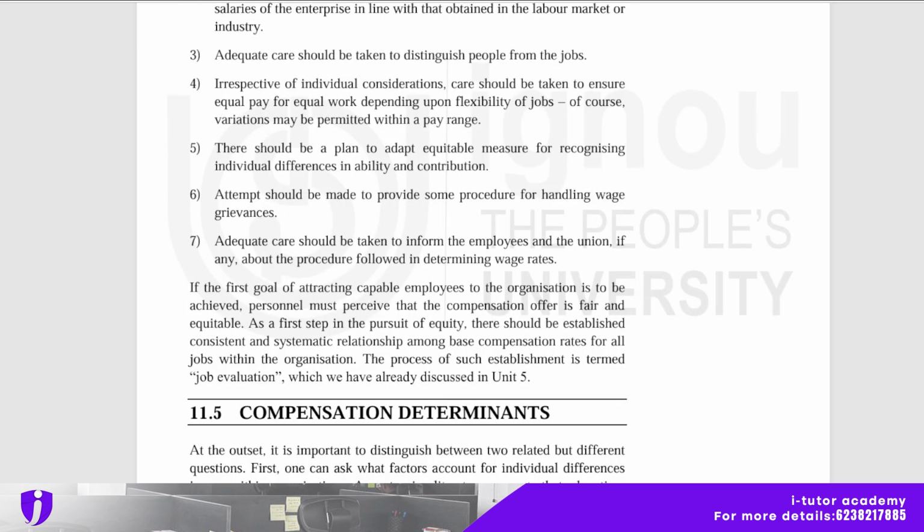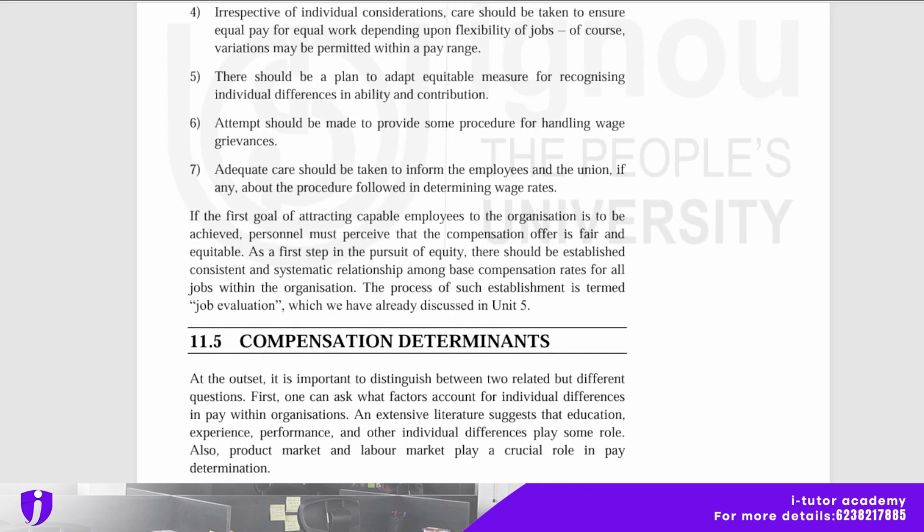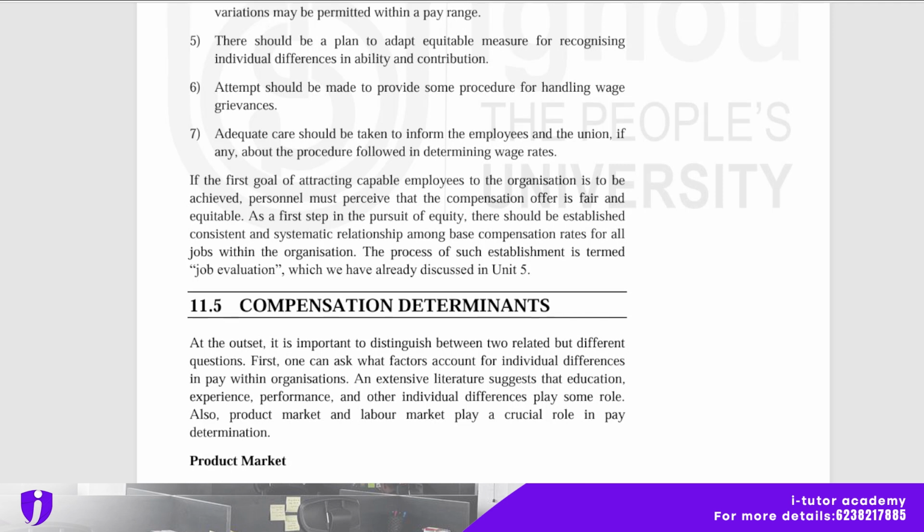And third one is that adequate care should be taken to distinguish people from the jobs. And fourth is, irrespective of individual considerations, care should be taken to ensure equal pay for equal work depending upon flexibility of jobs. Of course, variation may be permitted within a pay range. There should be a plan to adopt equitable measures for recognizing individual differences in ability and contribution. Attempt should be made to provide some procedure for handling wage grievances, and adequate care should be taken to inform the employee and the union, if any, about the procedure followed in determining the wage rates.